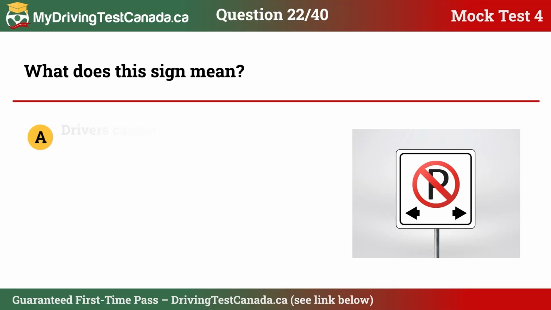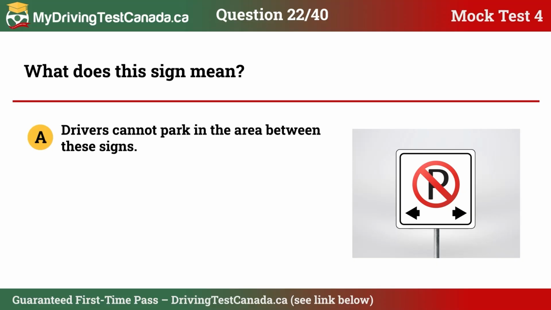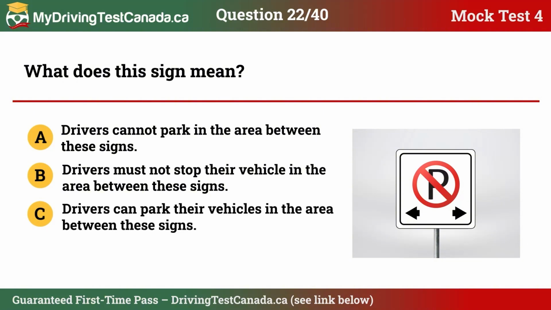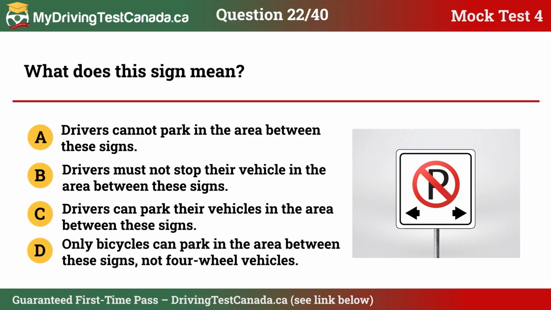Question 22. What does this sign mean? A. Drivers cannot park in the area between these signs. B. Drivers must not stop their vehicle in the area between these signs. C. Drivers can park their vehicles in the area between these signs. D. Only bicycles can park in the area between these signs, not four-wheel vehicles.